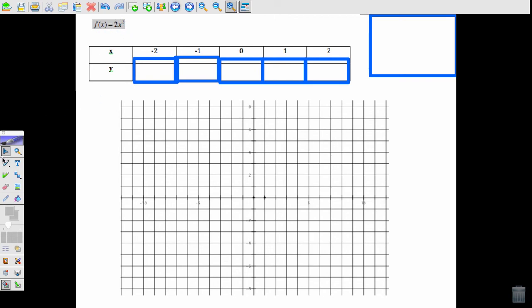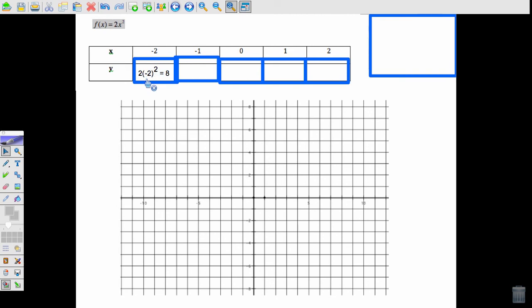Now we have f of x equals 2x squared. So just like we did before, we're going to take the values that I've given you in the table for x. We're going to substitute them into x in the equation. We're going to calculate what y is, get our points and graph. So when we plug in negative 2 for x, remember you have 2 times whatever x is being squared. So it's going to be 2 times negative 2 squared. Negative 2 squared is 4, so times 2 is 8.